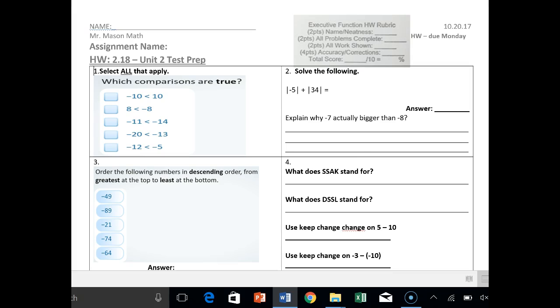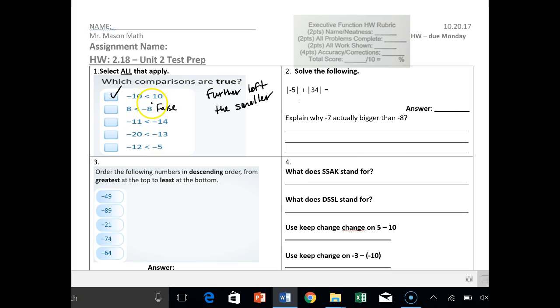So which comparisons are true? Remember, you want to put this note down. The further left a number is, the smaller it is. All right? So negative 10 is less than 10. That's true because negative 10 is further left. 8 is less than negative 8. That's false because negative 8 is further left.